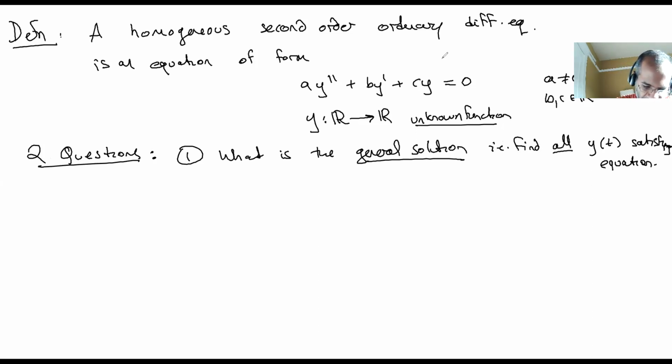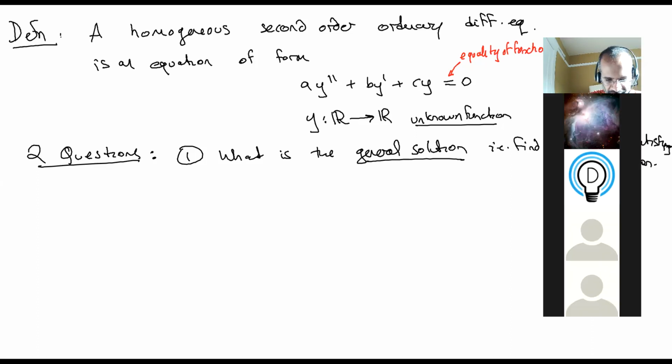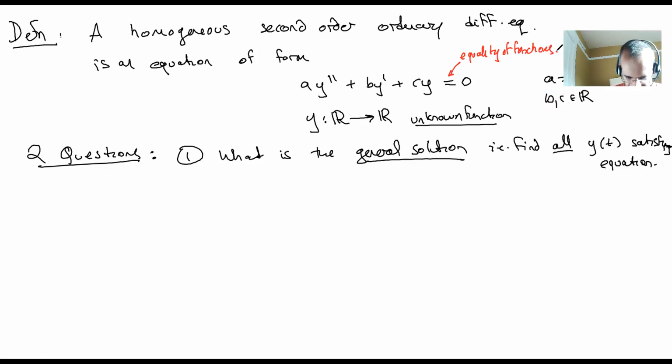It's a little different from the equations we've been looking at because this is an equality of functions. The left and right-hand sides are functions. That's the new twist that we have. I made you do some of this on the midterm, but we haven't really been doing it that much. So that's the first question: given such an equation, which y's satisfy it?